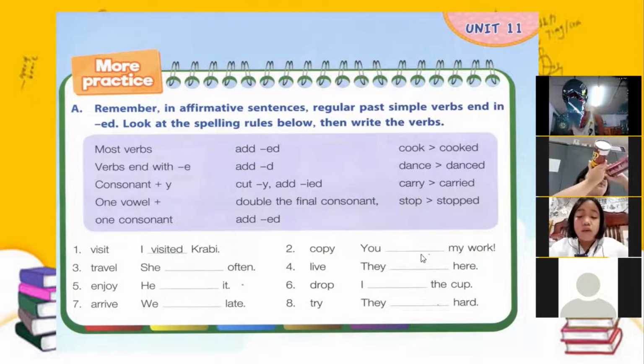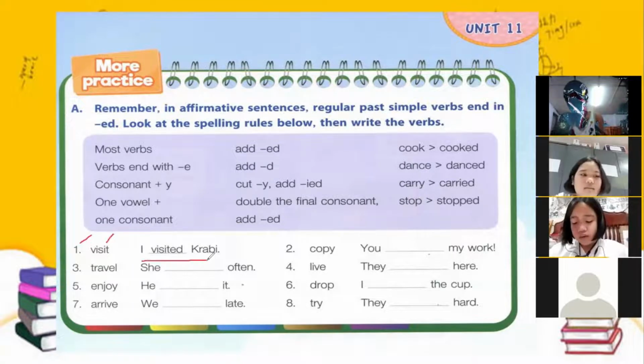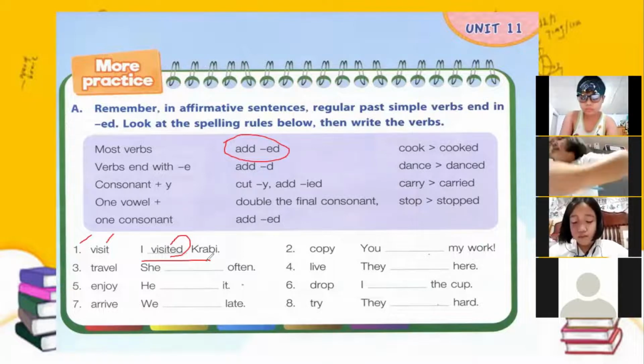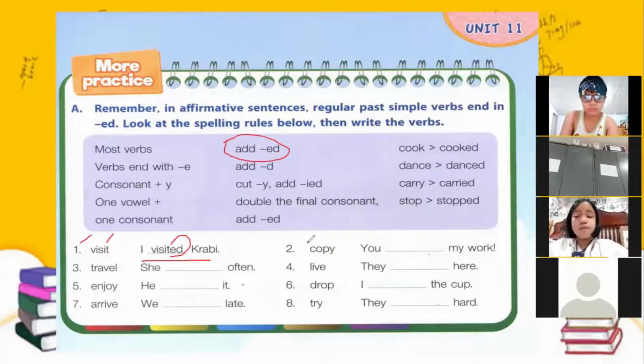Now let's have a little bit of practice on the spelling. Like for example, you can see here, number one, visit. I visited Krabi. So as I already mentioned here, most of the verbs end with ED. So we just add ED: visited. Similar, number two, copy. So copy, here you can see consonant plus ends with Y. So what will be the spelling? What are we gonna do?